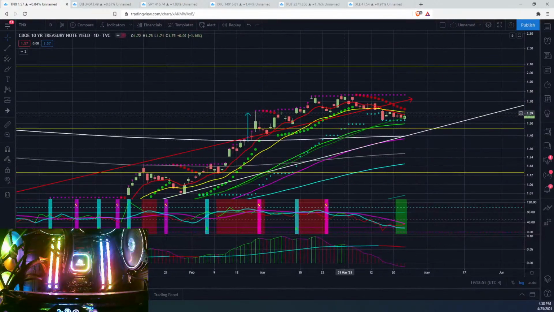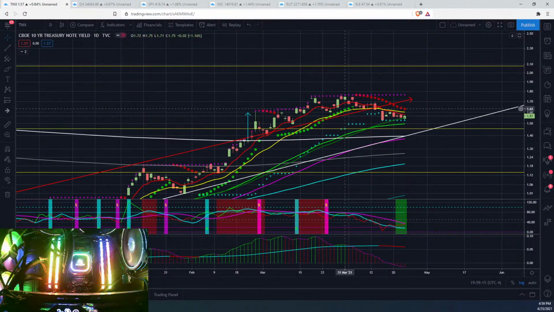Very obviously, as we've been discussing now for week after week, once we got the break above our key Fibonacci level here in yellow, we just expect it to oscillate within basically that 1.46 and 2.08, so about 1.5 to 2% range on the 10-year rates.